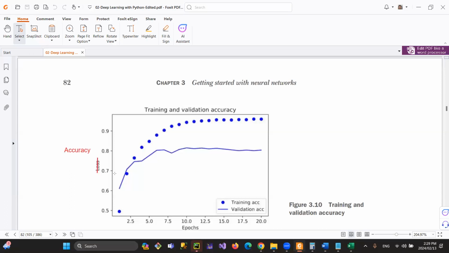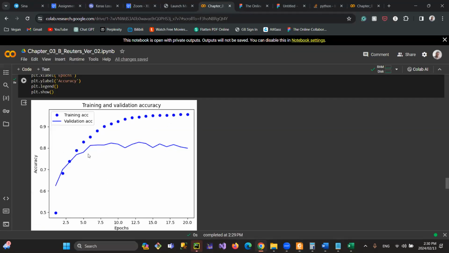So somebody tell me, based on this, what could be the time that we have to stop training? Which epoch? Almost like 8 in this example. How about my result? I guess it is 9, right? Because after 10, we have a slight decrease in the result, the accuracy.